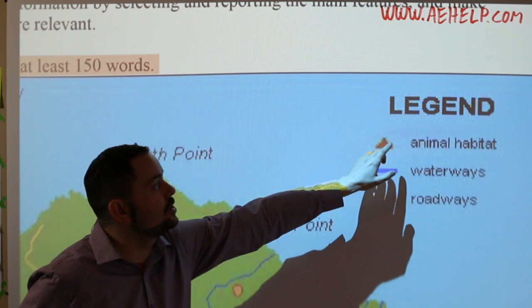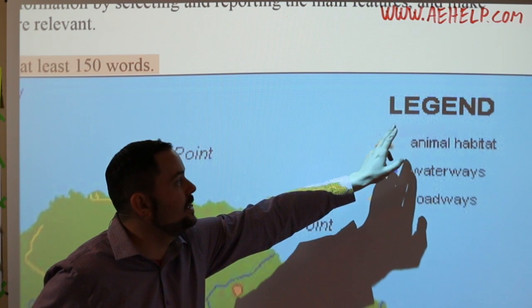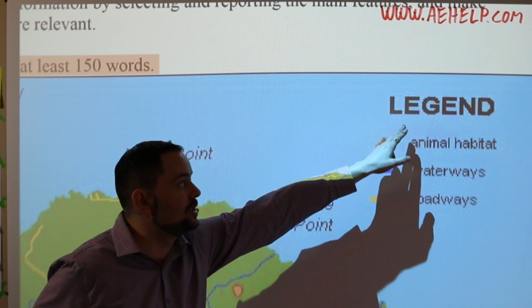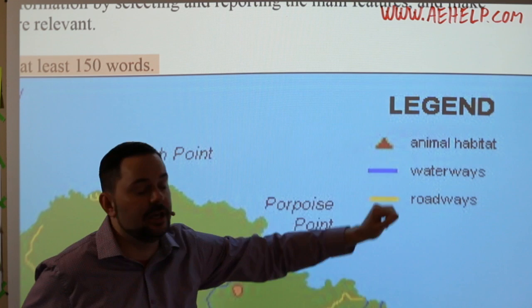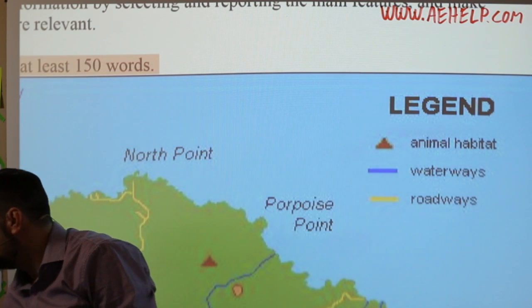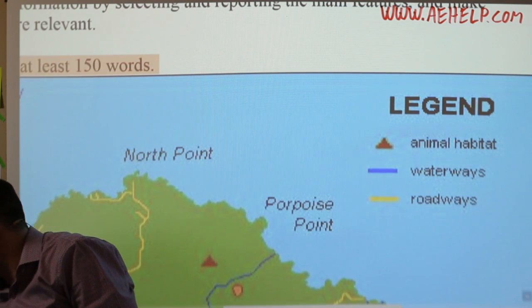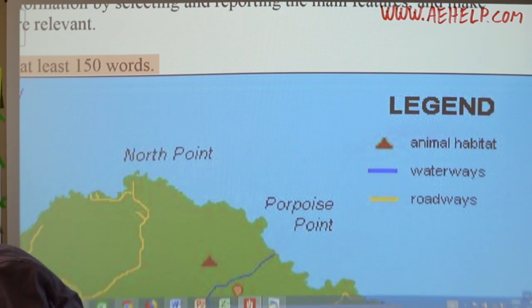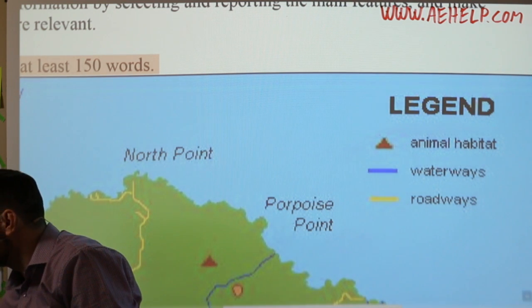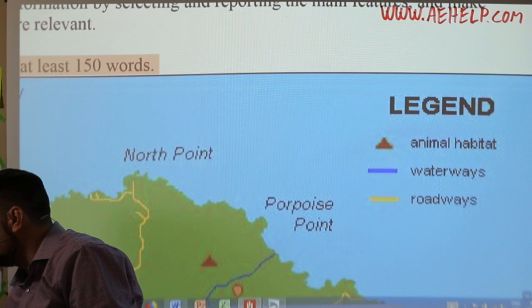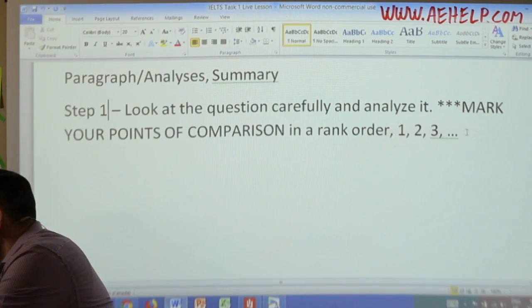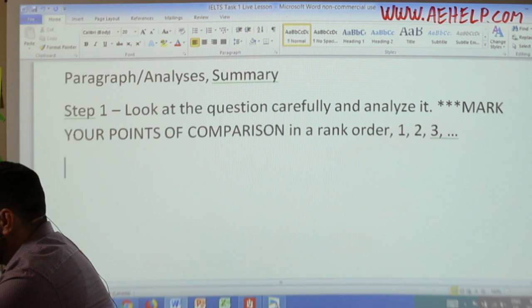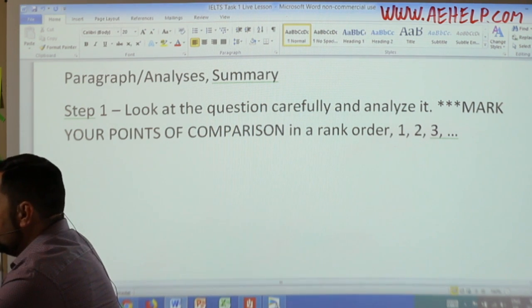Now, in IELTS, you will not always see the word legend. So make sure you learn this vocabulary, okay? It's very important. Again, learn this vocabulary. Put that up there for you. So this is a quick vocabulary piece here, if you get a map.